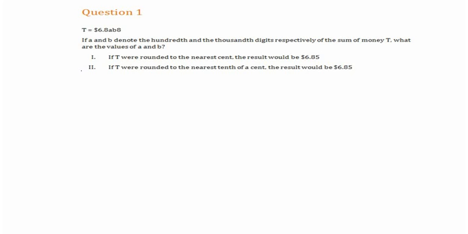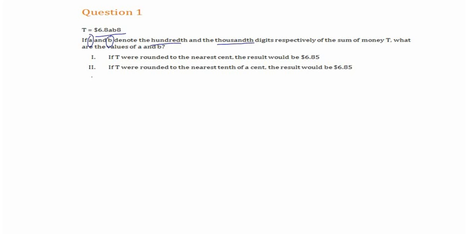Okay, so let's see the question first. Given is T is equal to 6.8AB8 dollars. If A and B denote the 100s and the 1000s digit respectively of the sum of money T, what are the values of A and B?